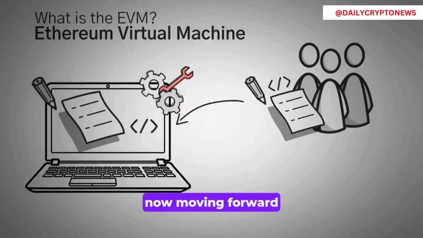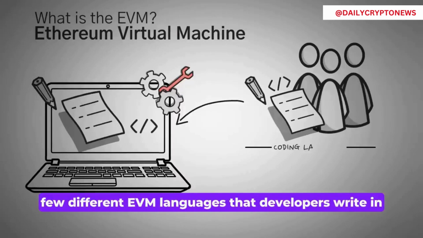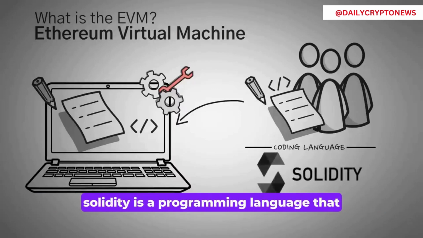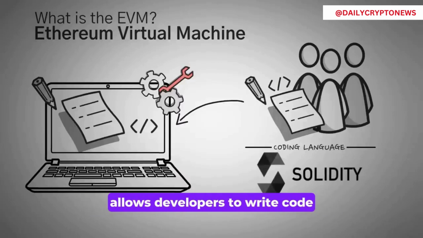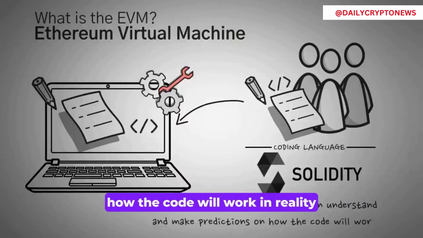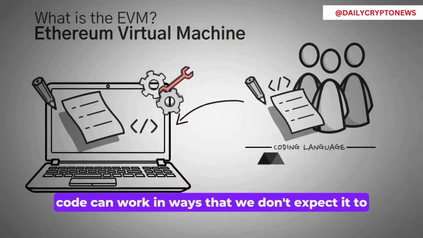Now moving forward, smart contract code written by developers is what the EVM processes. Truthfully, there are a few different EVM languages that developers write in. However, the most common one is Solidity. Solidity is a programming language that allows developers to write code that they can understand and make predictions on how the code will work. In reality, code can work in ways that we don't expect it to.